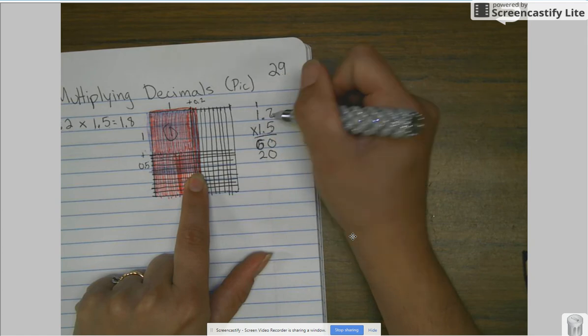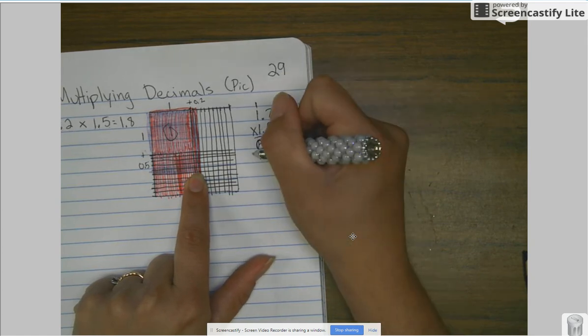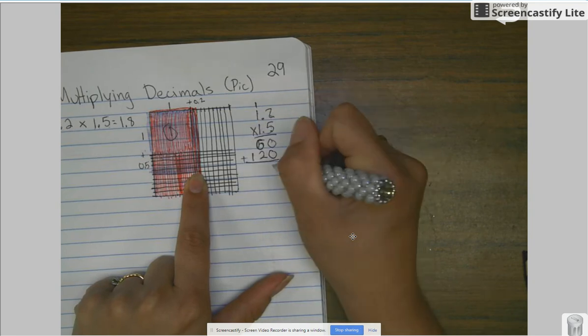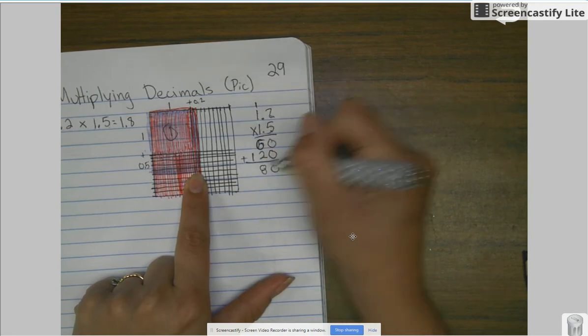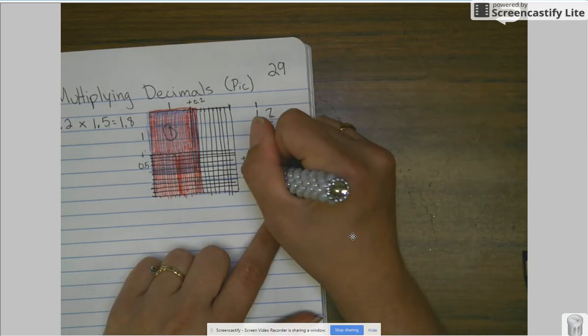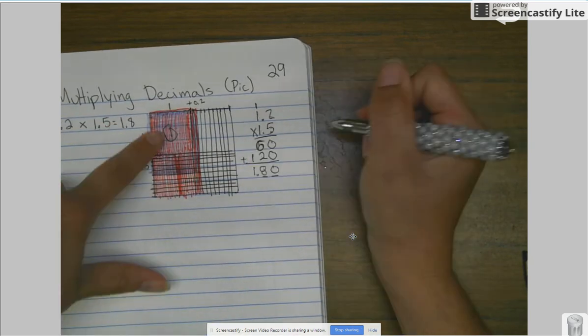Now, 1 times 2 is 2. 1 times 1 is 1. We have 1, 2 places behind the decimal. So in our answer, let's add this up. We have 0, 8, and 1. And we have 1, 2 places behind the decimal in our answer. 1.8. You can see that in our picture.